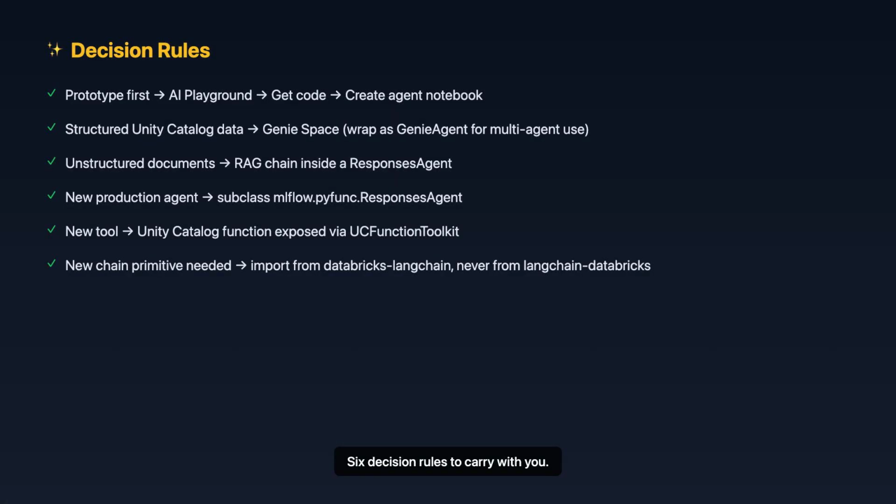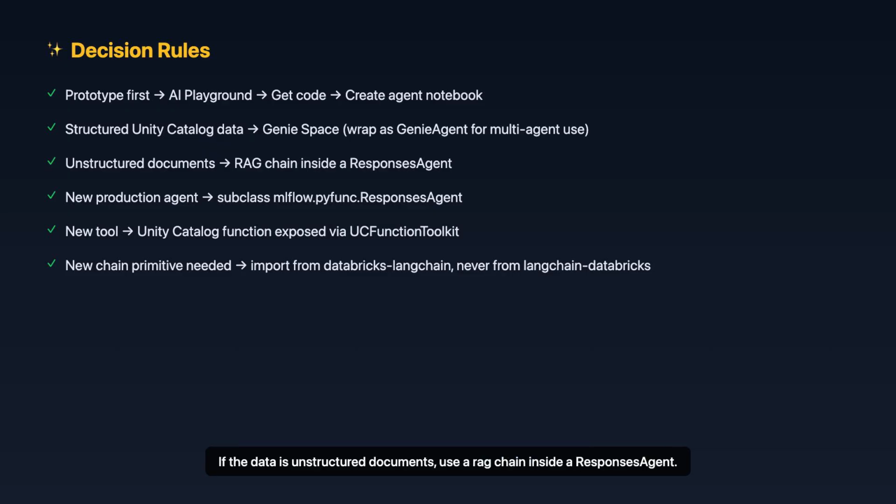6 decision rules to carry with you. And here's the one that comes before all the others. Before you write a single line of chain code, prototype in AI Playground and export. Now the routing rules. If the data is structured and lives in Unity catalog tables, use a Genie space and wrap it as a Genie agent for multi-agent systems. If the data is unstructured documents, use a RAG chain inside a ResponsesAgent.